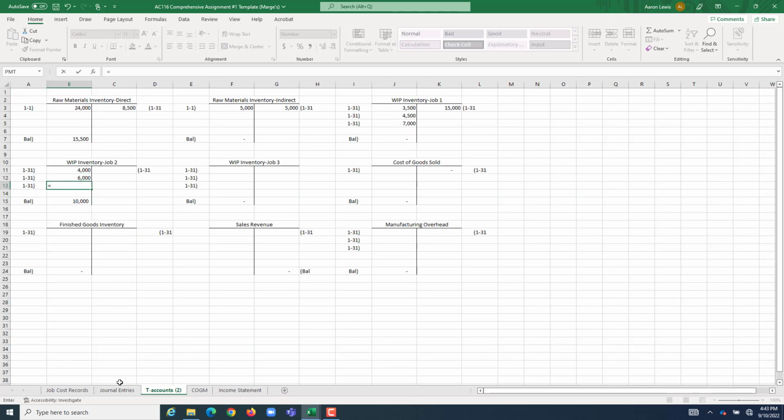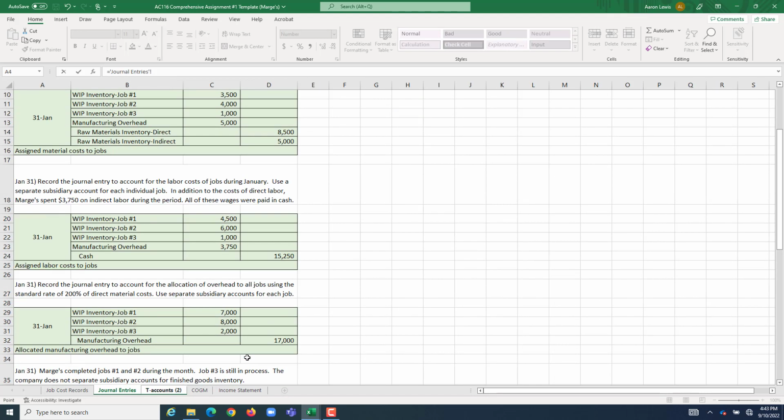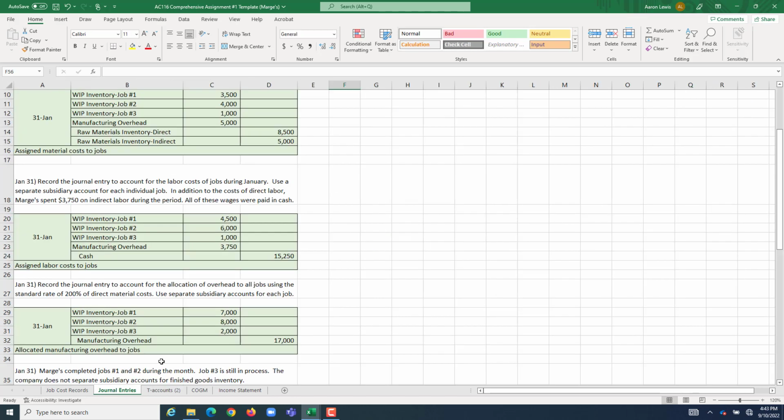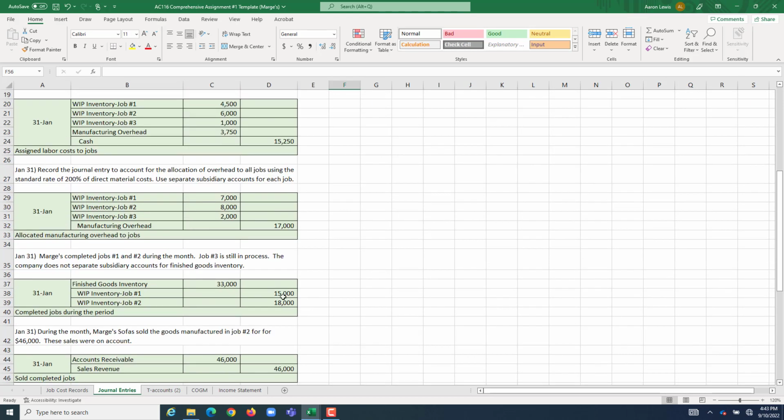And then over here we have overhead, which was allocated to that job. How much overhead did we allocate to job 2? We allocated $8,000 worth of overhead to that particular job. And click that and hit enter to bring that number over. So we had $18,000 worth of WIP inventory in job 2. Did we take costs out of job 2 for WIP because it was no longer a work in process because we finished it? Back down to that same journal entry.